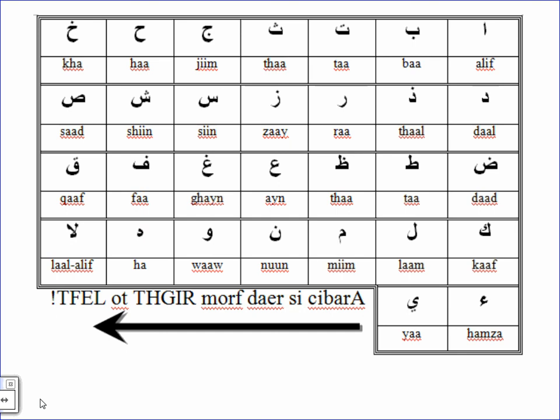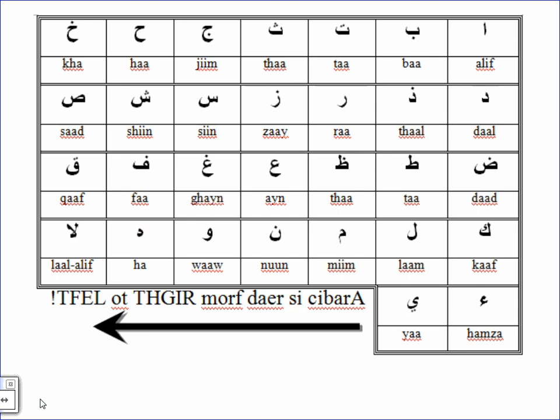Most ancient languages go from right to left. Our language, English, is not as old and tends to go from left to right, but they go right to left. So if we look at this chart, what is the first letter on this chart? What is going to be the first letter on this chart?